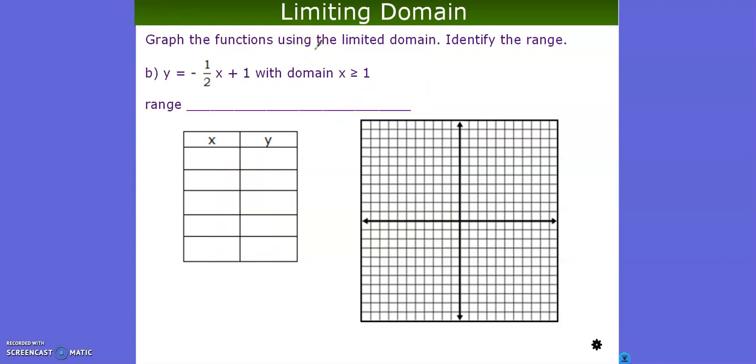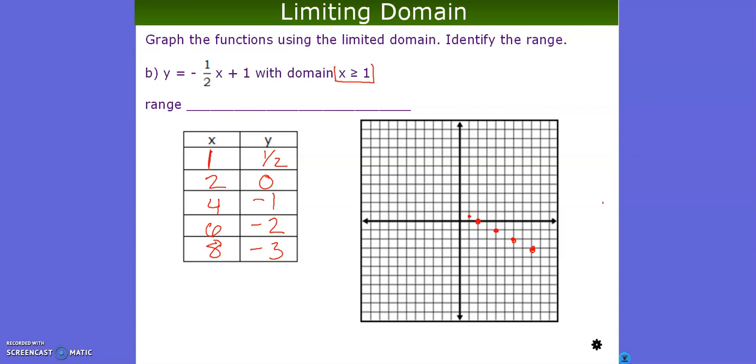Here we have -1/2 x plus 1, a domain that has to be greater than or equal to 1. The tricky part here is that I have a fraction, so I want to always choose x values that are a multiple of that denominator. So I'm going to choose, and it has to be greater than or equal to 1. So I'll pick 1 in this case, but then I want to go 2, 4, 6, and 8. You get to pick whatever you want, but we want to limit it so our x's have to be greater than or equal to 1. So I am going to plug in 1 first and the rest. Go ahead and do that.